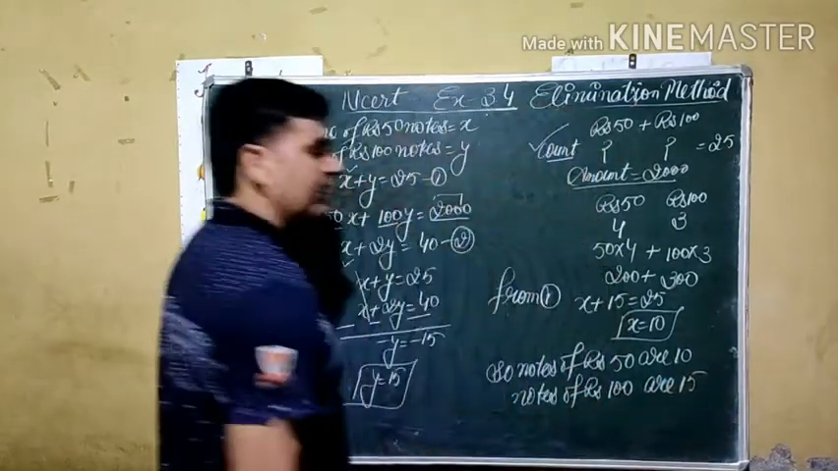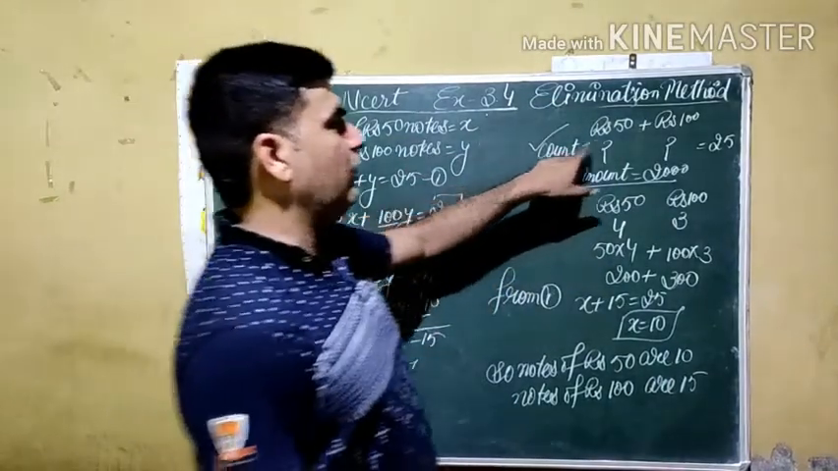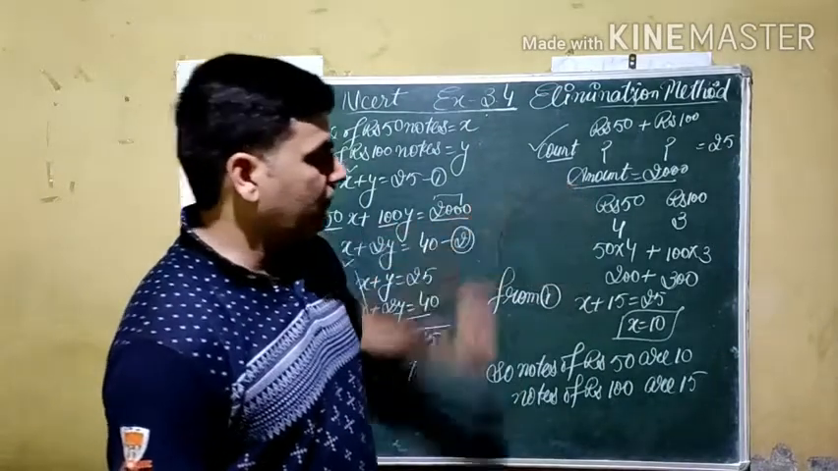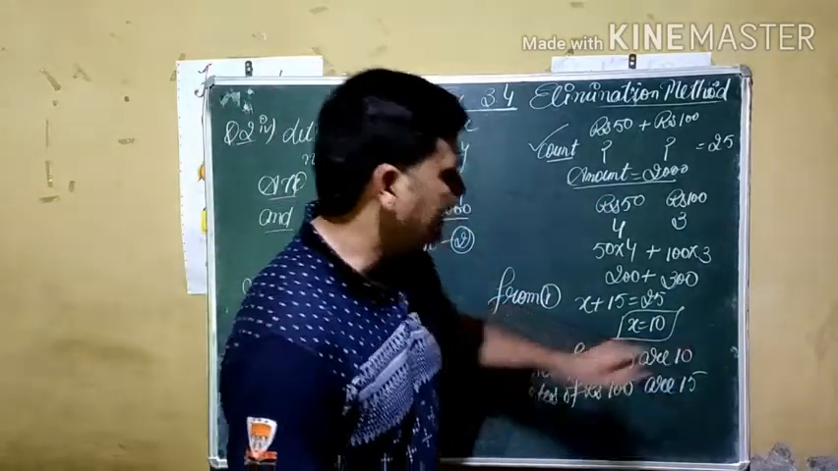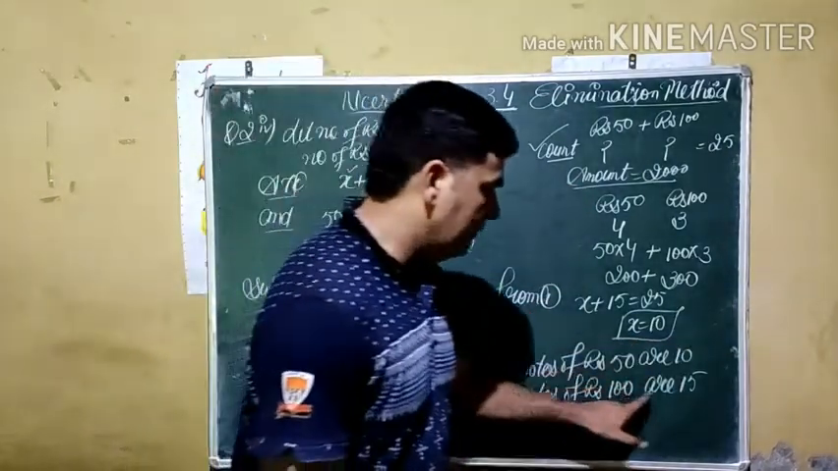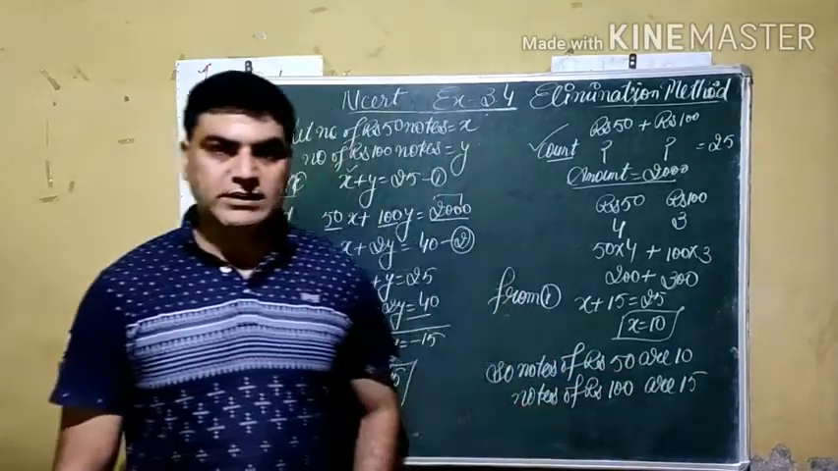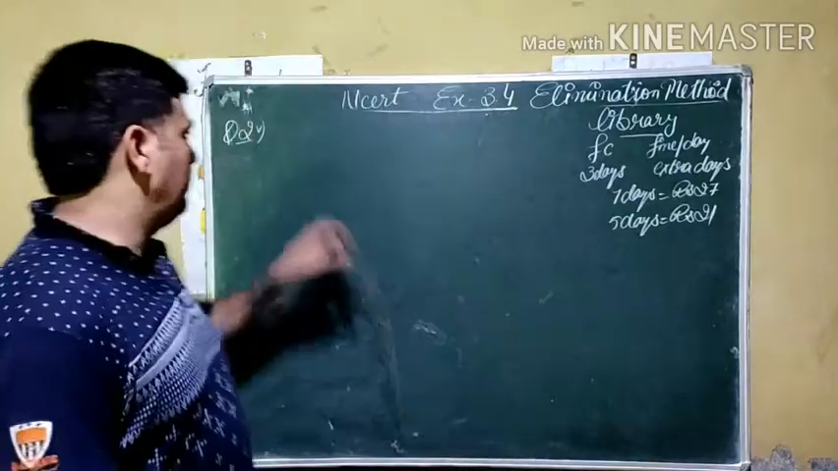If we verify, the sum of the count of notes is 25. 10 plus 15, 25. First condition right. Amount, if we calculate, 50 multiply 10, 500. 100 multiply 15, 1500. 1500 plus 500 becomes 2000. Now we are going to continue part number 5.